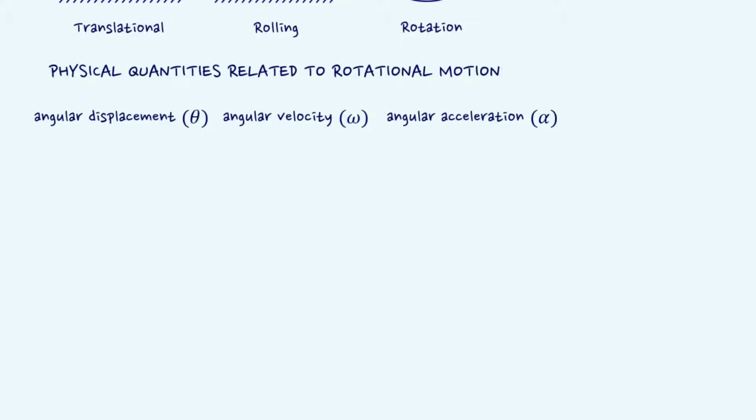Like the equations of motion in linear motion, we also have equations of motion for rotational motion. These equations can be derived easily starting from the definition of basic physical quantities associated with rotational motion. We can obtain the relation between the initial and final angular velocity from the definition of angular acceleration: omega equal to omega naught plus alpha times t. Here, omega stands for the angular velocity at a time t and omega naught stands for angular velocity at the initial time, that is t equal to 0.